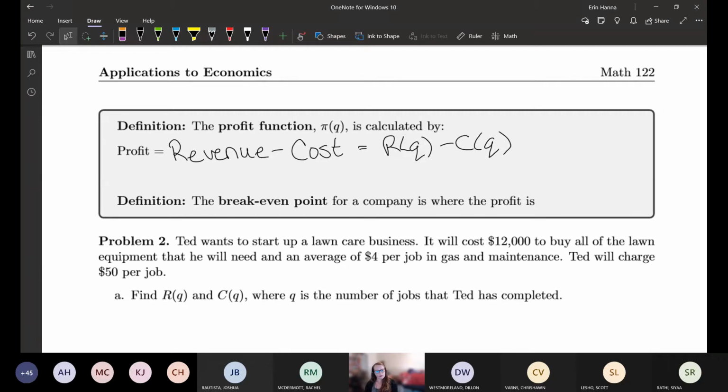The break-even point for a company is where profit is 0.